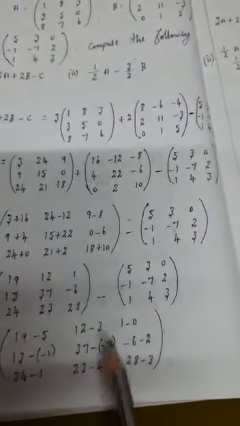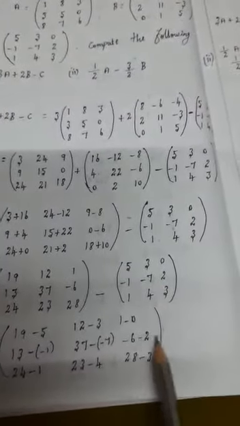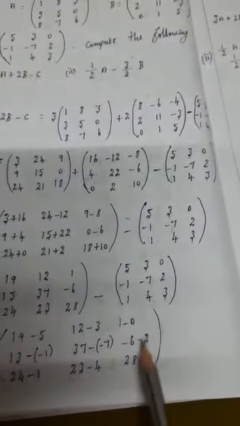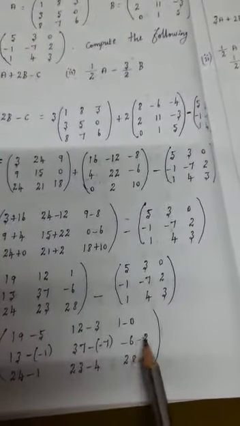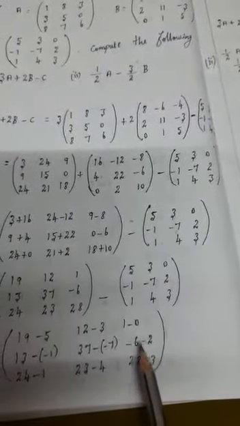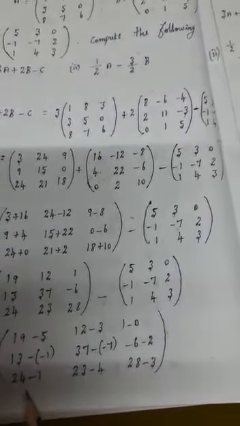After adding 37 plus 7, that is 44. Here the same sign, add it, and keep the same sign symbol. So minus, minus, minus only: add it and put the minus symbol after it. So minus 8. 24 minus 1, that is 23.